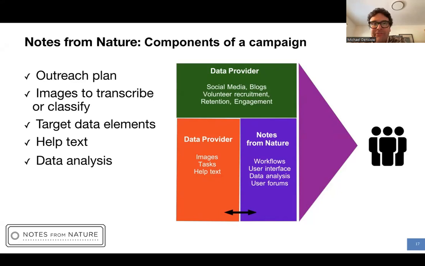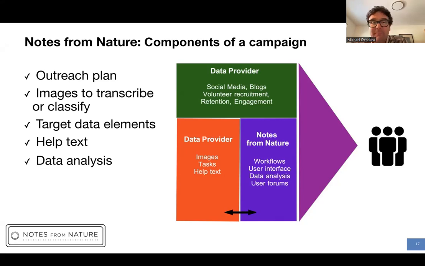Of course, we need your images. Without images, we can't really do this work. This is based on the idea that you already have images taken. Your target data elements, like I said, could be whatever number of fields or specific things that you want people to enter on those specimens. Help text is how we describe how to do that. Even though our volunteers tend to be very savvy, we like to tell them, this is what a date is, this is where you'll find it, this is how it'll be formatted. And that can be very simple. And then, of course, the data analysis that you plan to do, or whatever it's going to take to get this into shape for your use at the end.